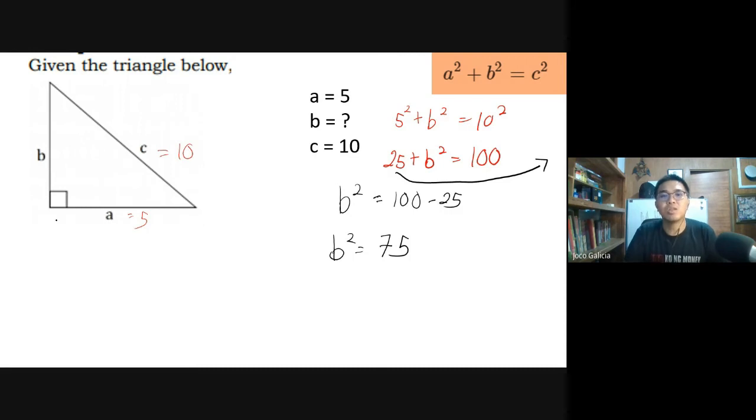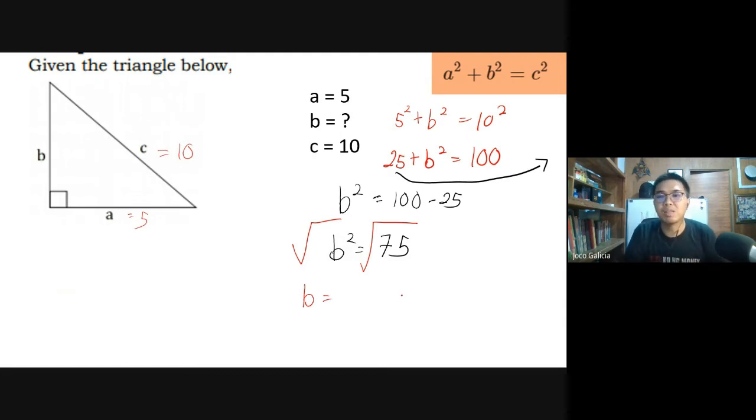Then, ano ang main goal natin? To find the value of b. Kaso, b squared pa yan, class. Kaya, ang gagawin natin ay square root natin both sides. Then, square root of b squared ay b. Ano ang square root of 75?